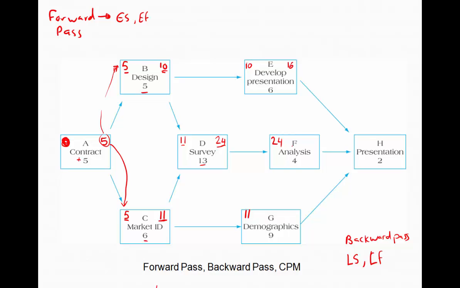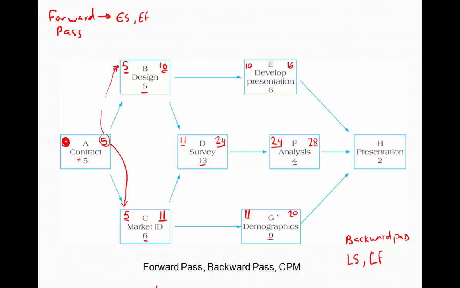Let's go look at activity F here. Activity F, the early finish is 24 plus 4, which gives us 28 days. Going down to activity G, 11 plus 9 gives us 20 days.